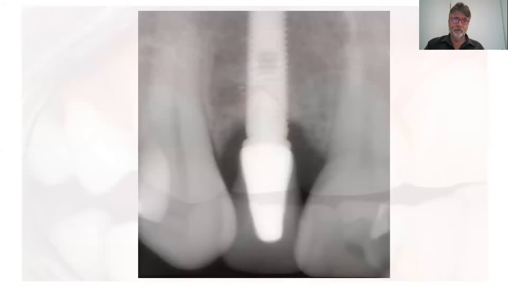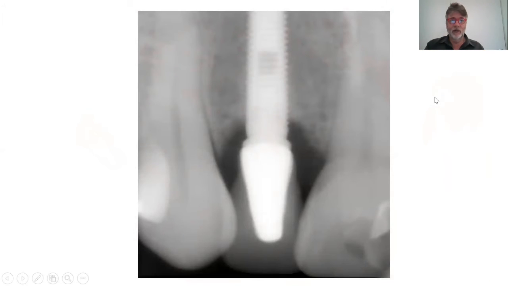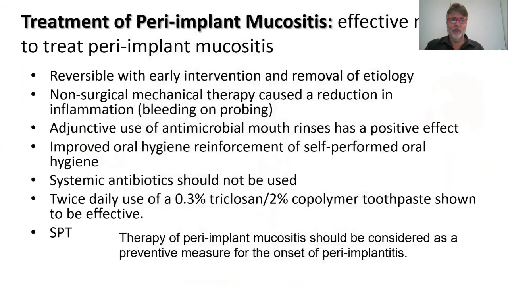But having said that, when I took the X-ray, you can see that the bone level was quite stable. That's the implant abutment interface. It was still at 2 millimeters. So I was fairly confident in thinking that that was a mucositis. It hadn't really progressed to peri-implantitis and would resolve with oral hygiene instruction. So the treatment of peri-implant mucositis is reversible with early intervention and removal of any etiological factors.